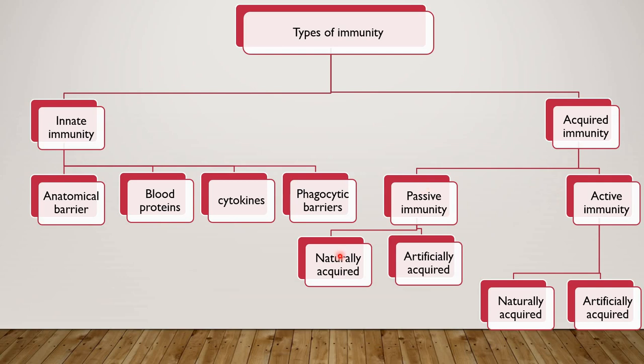Passive immunity is divided into two categories. One is naturally acquired and the next is artificially acquired. And active immunity is also classified the same, naturally acquired and artificially acquired. In the next slides, we are going to discuss all these immunities in detail.